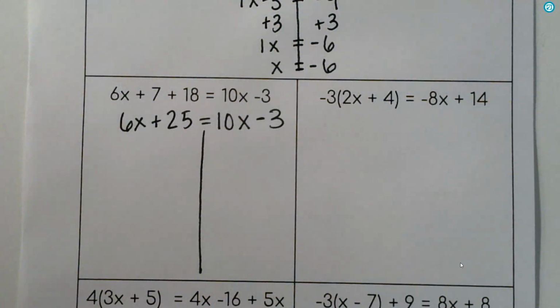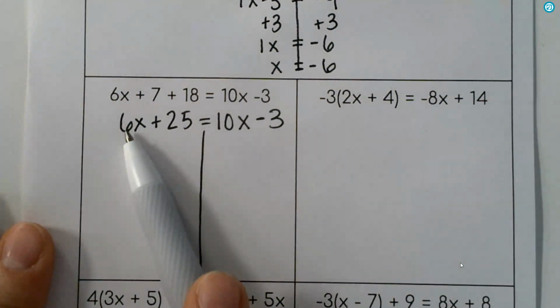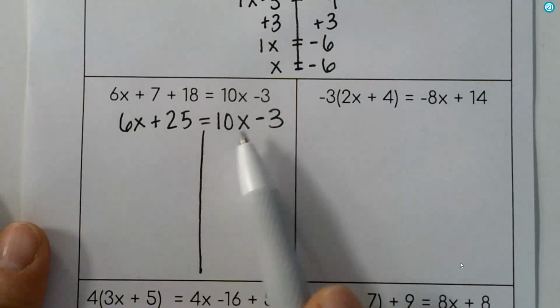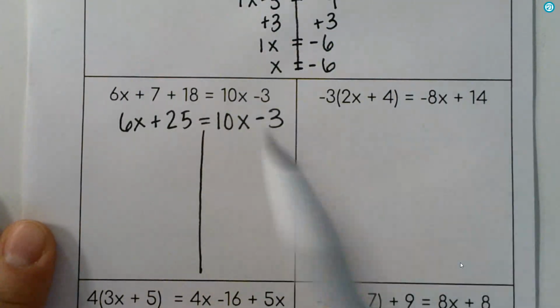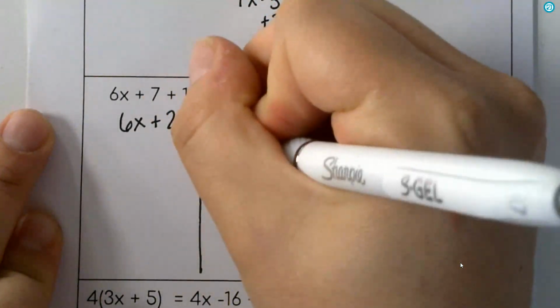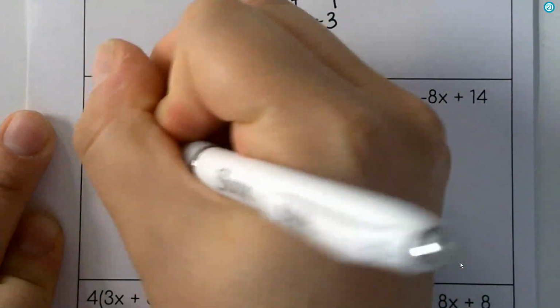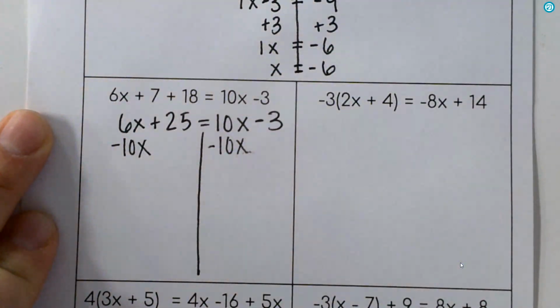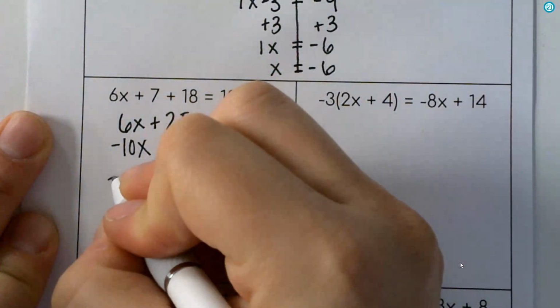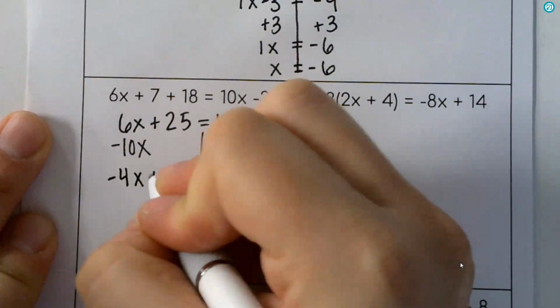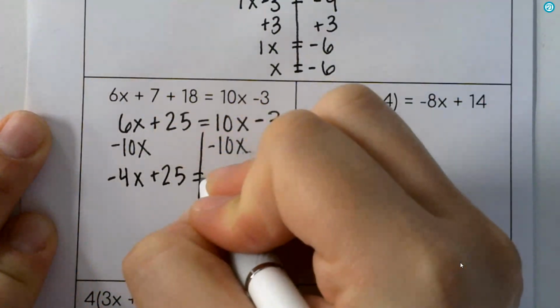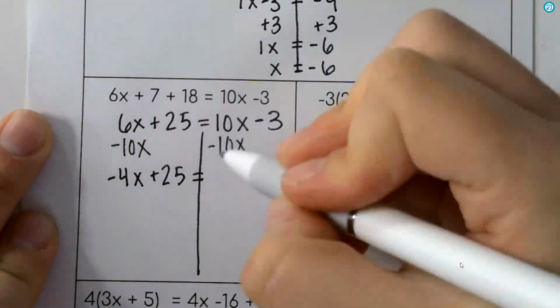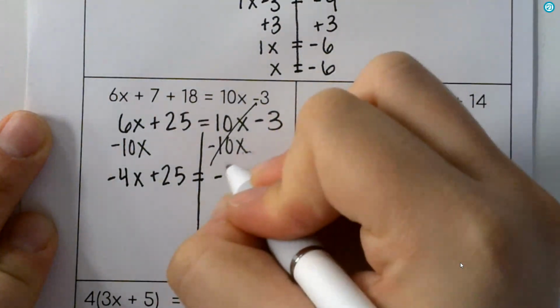So right now, the next thing, now that I just have x and a constant, I'm going to subtract this 10x. So 6x minus 10x is negative 4x. Still have my plus 25 equals. This 10x minus 10x cancels. I still have negative 3.